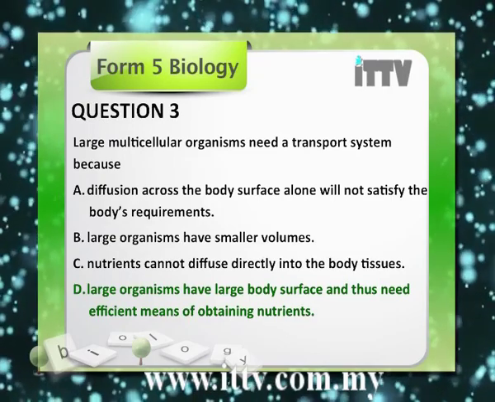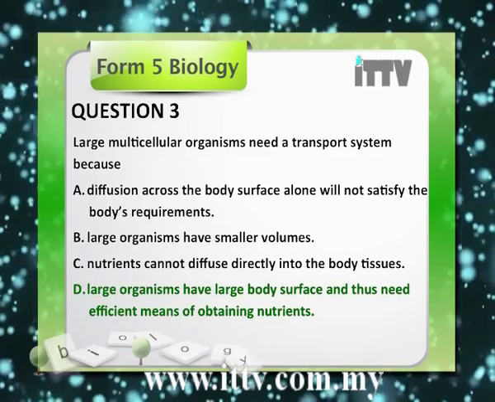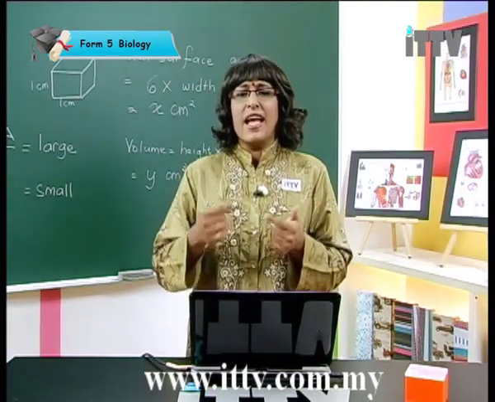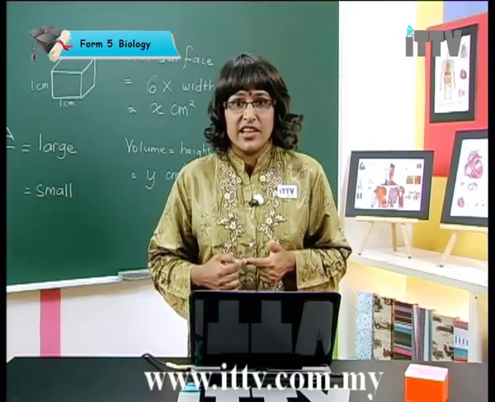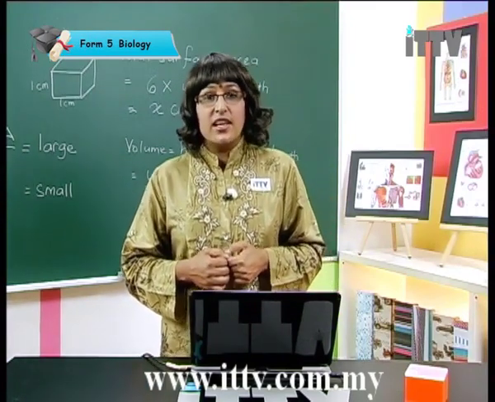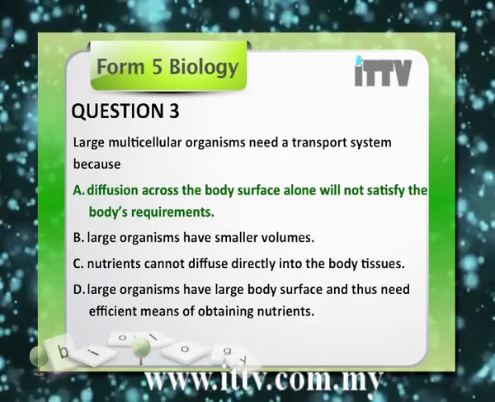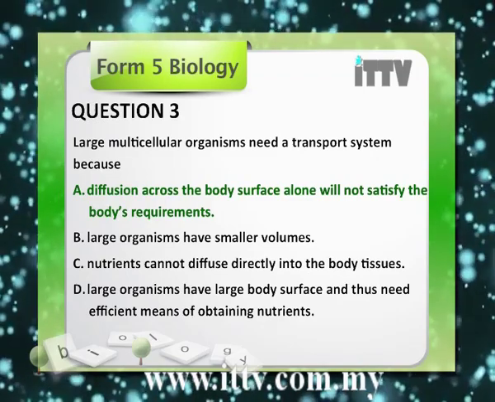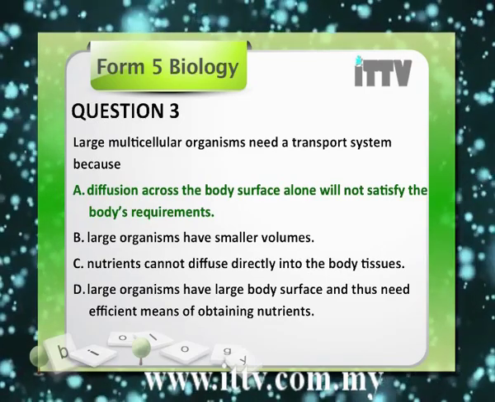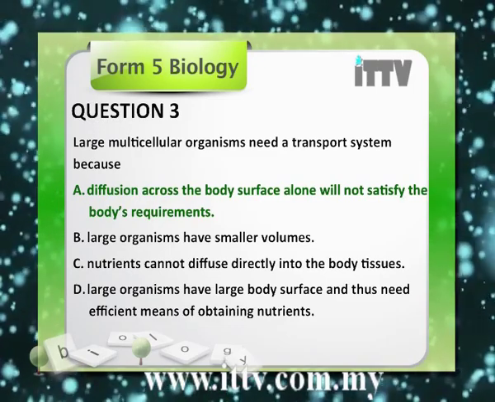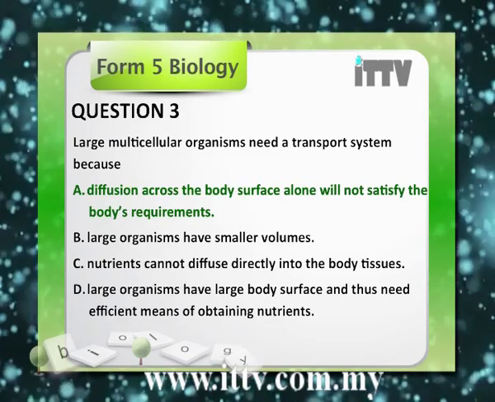Large multicellular organisms need transport systems for 2 reasons. One is because of its total surface area to volume ratio, which is very small. And 2, because of the distance between the external environment and the cellular environment. Now, in the choices given in this question, let us take a look at A. Diffusion across the body surface alone will not satisfy the body's requirements. That is true with large multicellular organisms. Large multicellular organisms cannot depend on pure, simple diffusion to transport all the required nutrients to all the cells in the large multicellular organism.